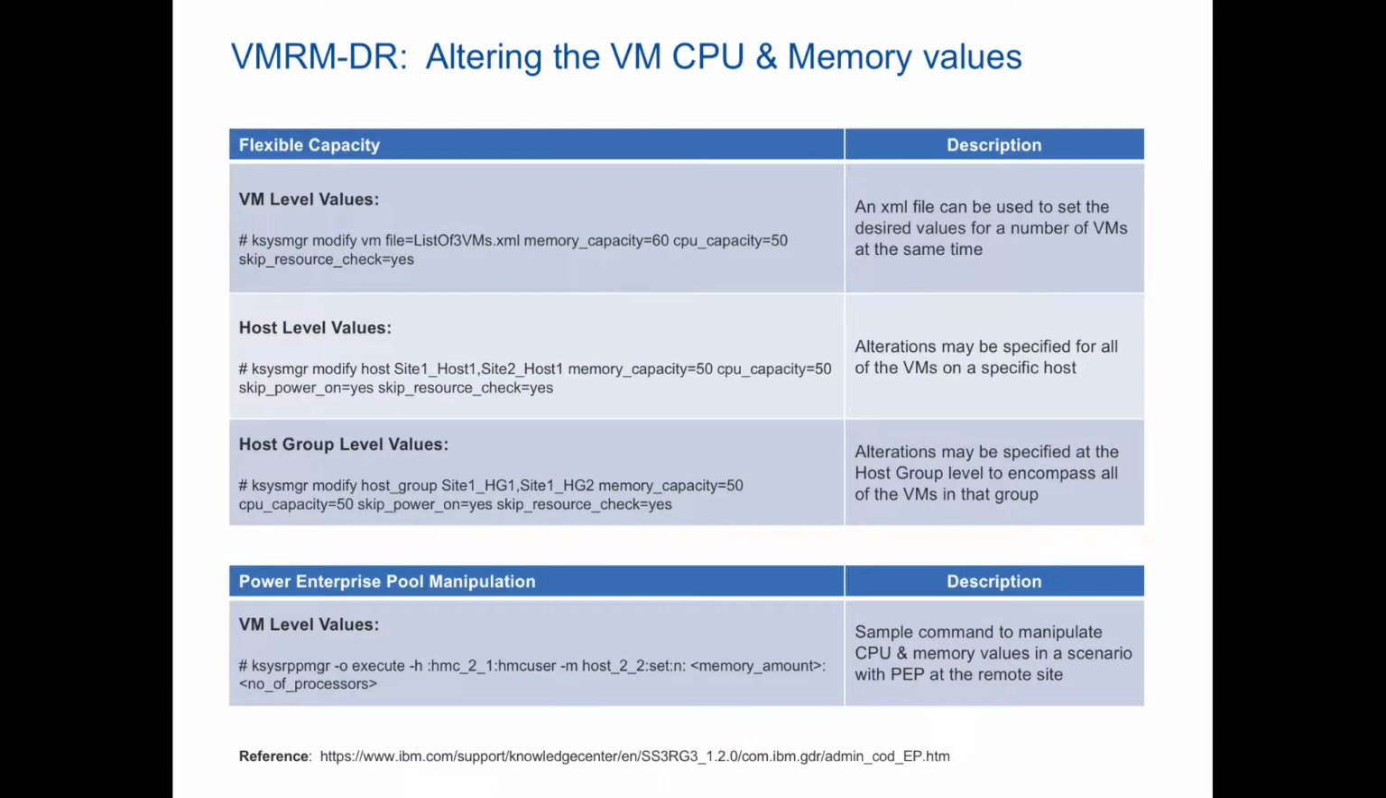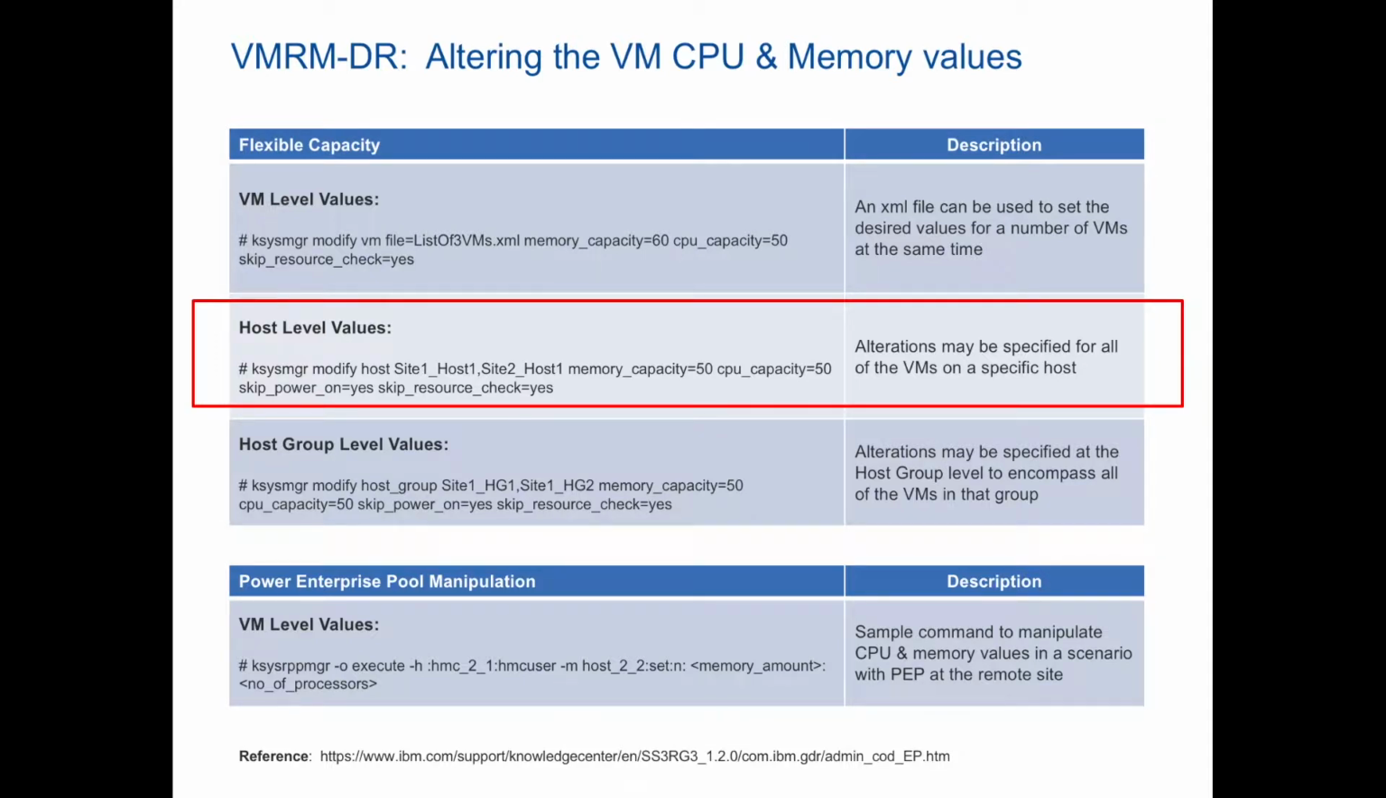So for starters, I'll show you how I'm going to alter the processor and memory allocations for my VMs. There are different levels of granularity at which you can make the tuning. You can do it at the VM level, the host level, or at the host group level. In my particular scenario, I'm going to make the modification at the host level.